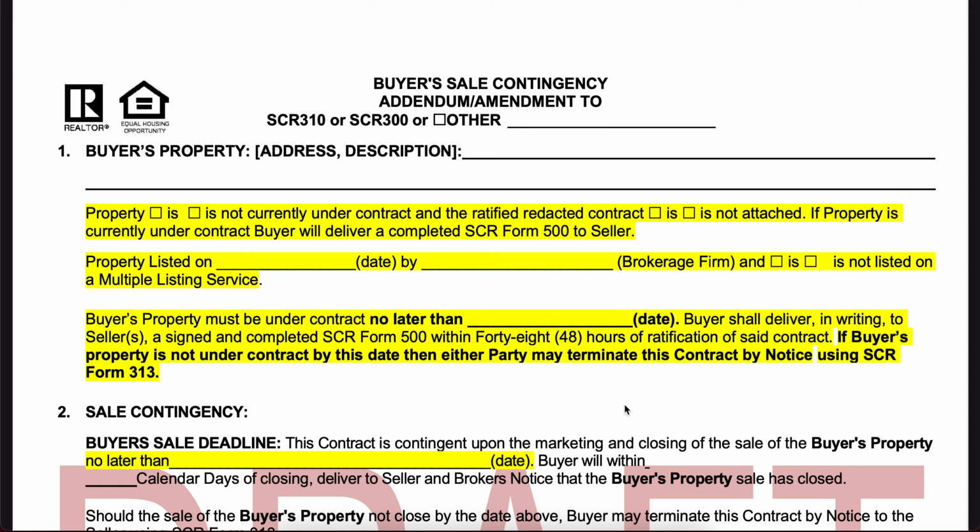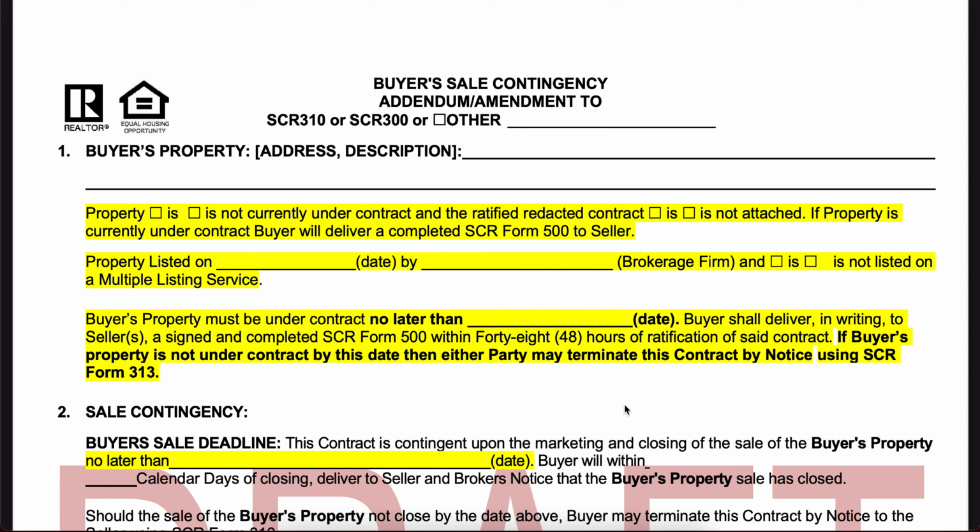Next, they're going to let you know, is that property under contract or not? And if so, is a ratified redacted copy of the contract attached? If you're going to redact a copy of the contract, again, make sure that you're not including anything that is not absolutely necessary. Err on the side of redacting. If you have any questions on redactions, give us a call on the legal hotline or refer your client to their attorney. This is where you will use that SCR Form 500 to deliver notice that your property is under contract, if the buyer's property is actually under contract.